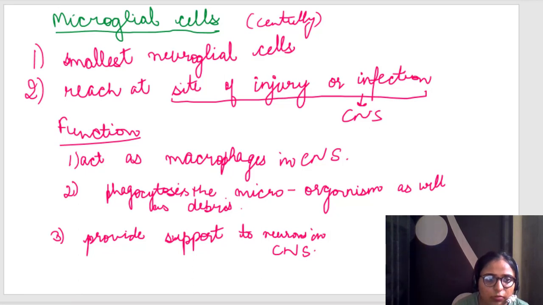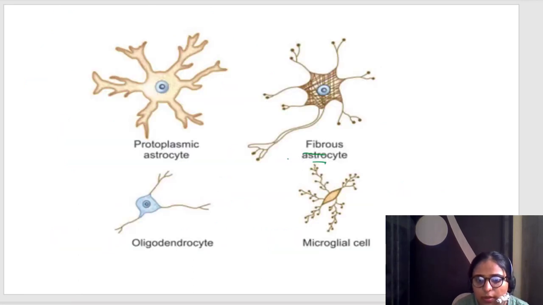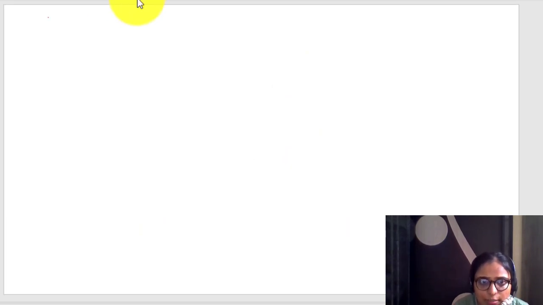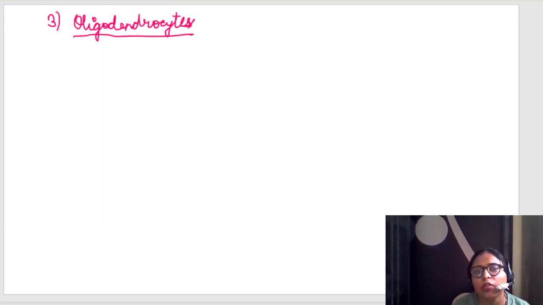I got the picture from some book. See, this is a microglial cell. Fine. And we just remain with the oligodendrocytes of the central neuroglial cells. Let's talk about that. So the third one is oligodendrocytes. It has a very important role, right? So see, the oligodendrocytes are also central neuroglial cells because they are situated centrally, means in the central nervous system.